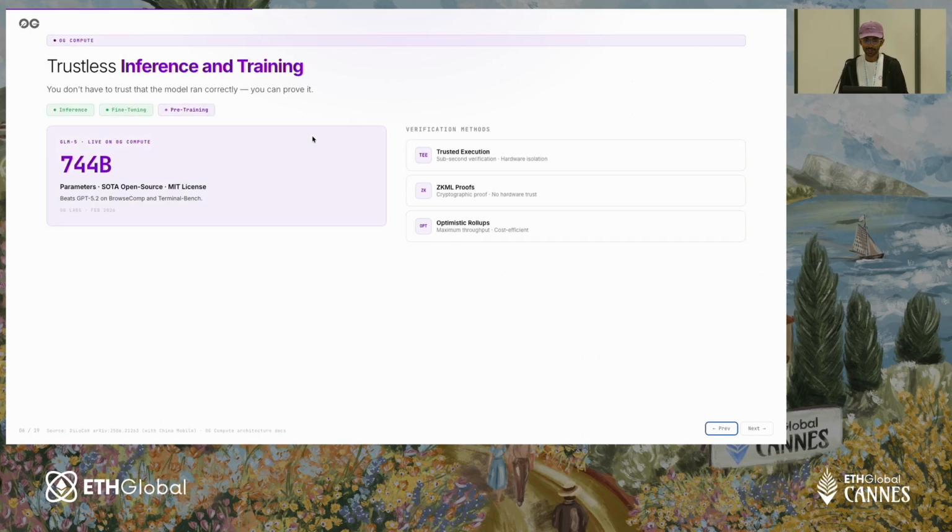So regarding the inference and training, as mentioned, the largest model that we have is GLM5, which is a 744 billion parameter model. And as mentioned, we have the trusted execution environment for the processing. The model is in the TEE and the processing happens. And when you get the output, just to give you surety that it is verified, you also get a ZKML proof that it was actually processed in a TEE environment.